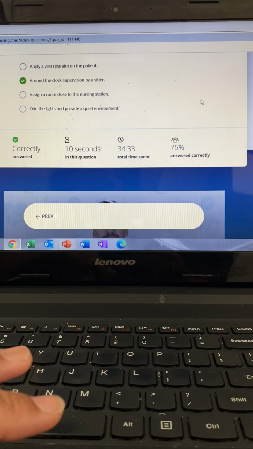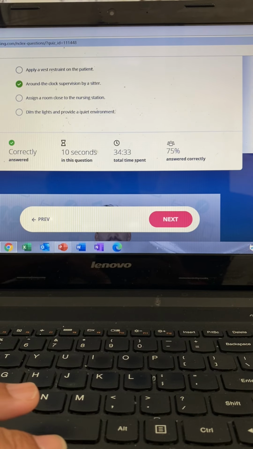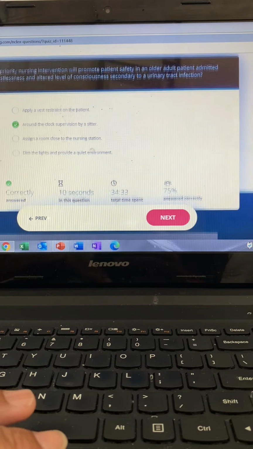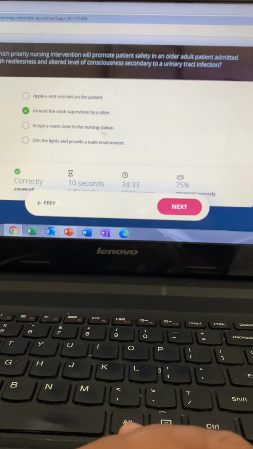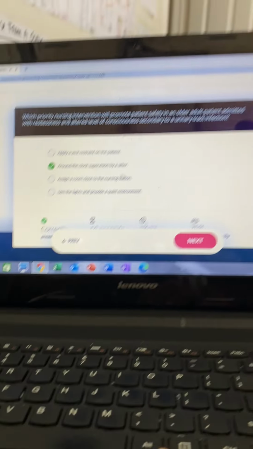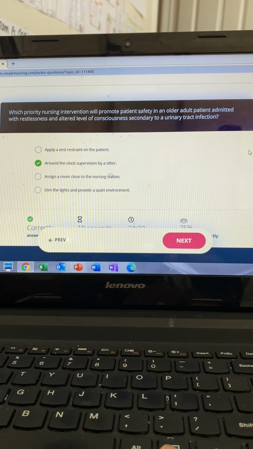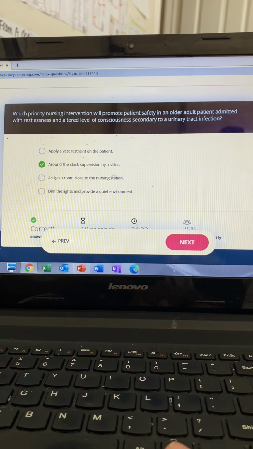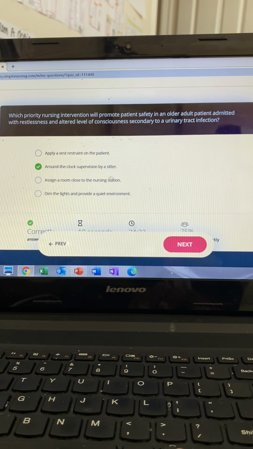Now using our 3 steps, let's break this down. This question is asking for the priority action, or basically nursing intervention, for the key problem: how do you promote safety in an older patient with restlessness and altered level of consciousness? So the biggest thing I'm thinking is safety measures. So the solution we're looking for is priority safety measures for potential fall risk here.